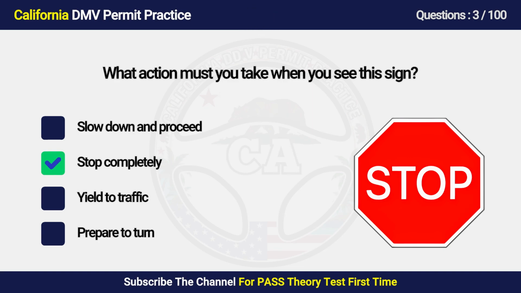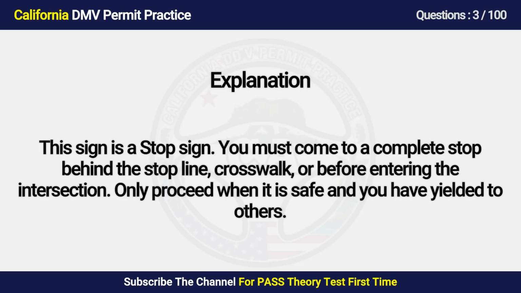Answer is B. Stop completely. This sign is a stop sign. You must come to a complete stop behind the stop line, crosswalk, or before entering the intersection. Only proceed when it is safe and you have yielded to others.